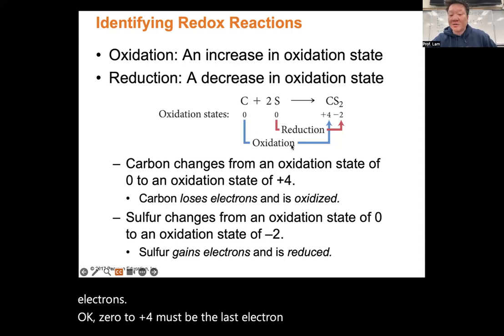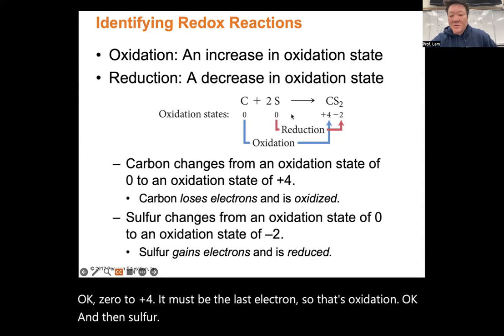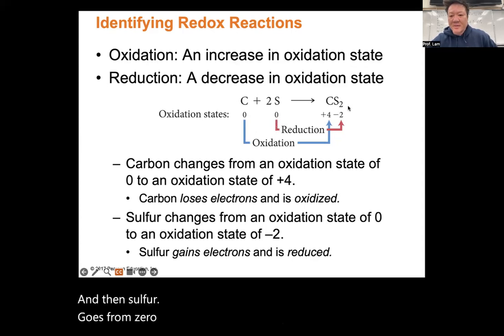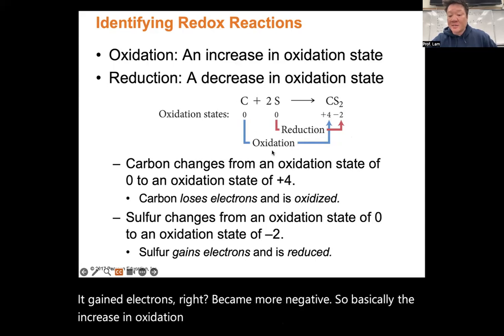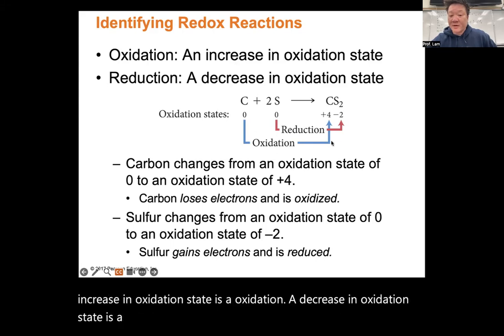So that's oxidation, okay? And then sulfur goes from 0 to -2. So what happened? It gained electrons, right? Became more negative. So basically an increase in oxidation state is an oxidation. A decrease in oxidation state is a reduction. Okay. So we say carbon is oxidized, sulfur is reduced. Okay.